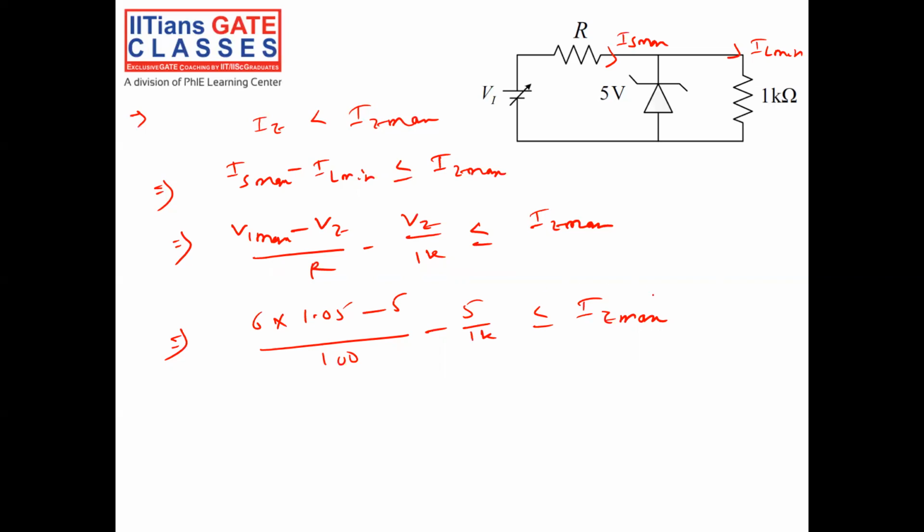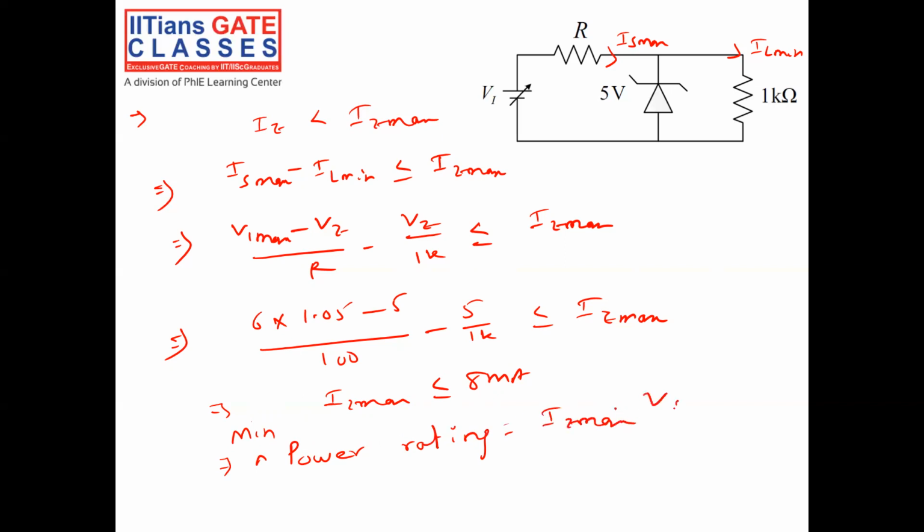I got 8 milliampere. So this implies IZ max should be less than or equal to 8 milliampere. Since the maximum current should be less than or equal to 8 milliampere, what is the power rating of the diode? The minimum power rating is equal to IZ max into Vz, which is 8 milliampere into 5 volt, equal to 40 milliwatt.